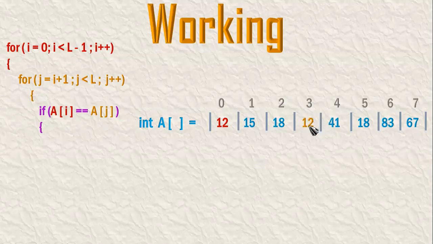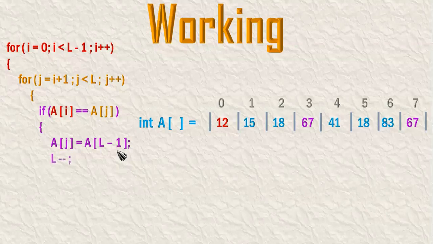When it is equal, we will take the value at the last index, that is 67 here. So we will overwrite the value at the last index onto the index where the value is repeated. So we have to write the code: A of j is equal to A of l minus 1. Here l minus 1 is the last index. Then we will decrease the array length by 1 by giving l minus minus.